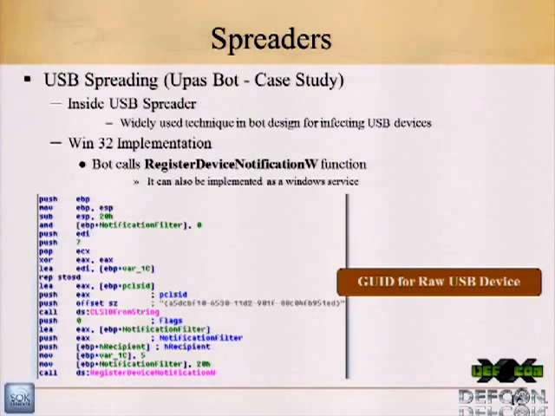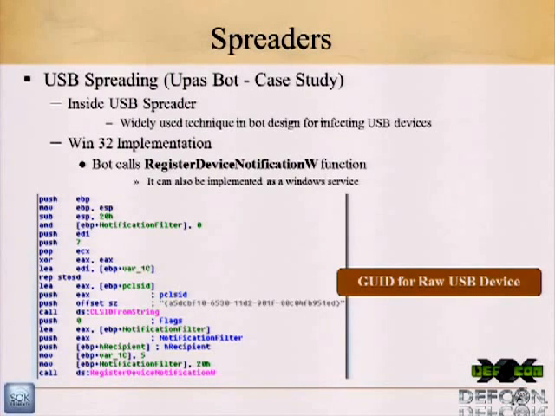On your infected system, when the bot is there, it acts as a monitoring service. It creates a monitoring service which looks for what kind of USB you are going to insert in your system. Whenever any plug-and-play device gets inserted, it calls the RegisterDeviceNotificationW function, which is a built-in Windows API. And that works pretty fine.